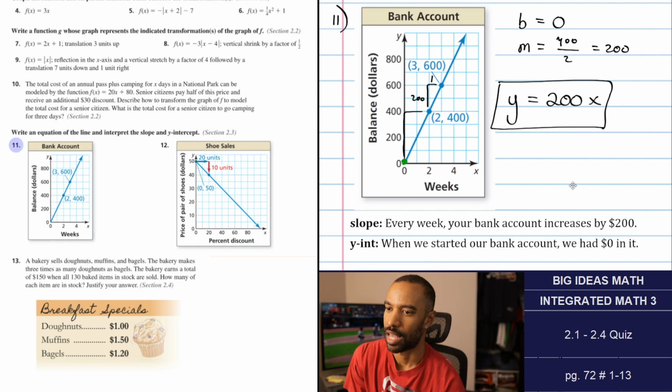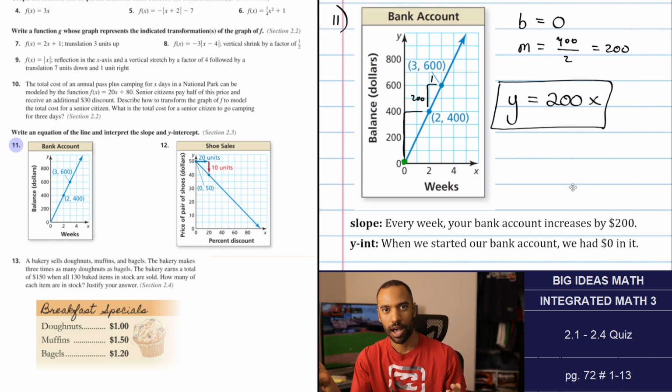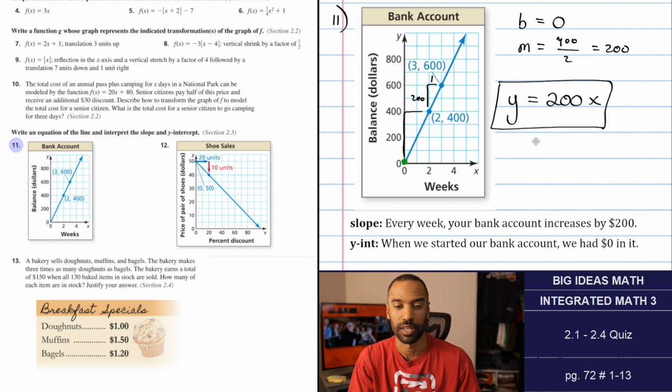So basically, that's the start thing, right? You could start with $300. I want to open this bank account, put $300 down, awesome, and then add 200 each week from that, then it would be up here. It would be a vertical translation like that. This one's a little different, it doesn't have that.